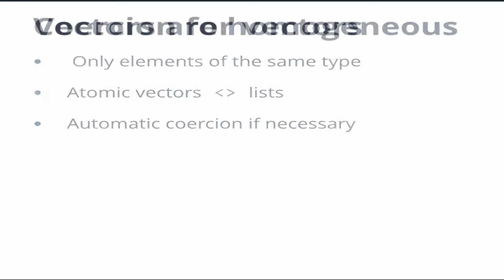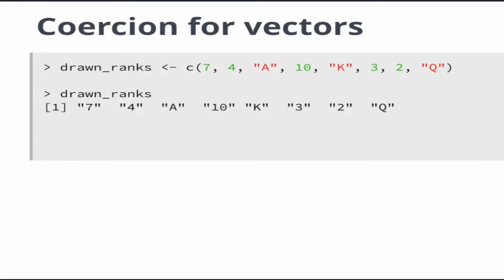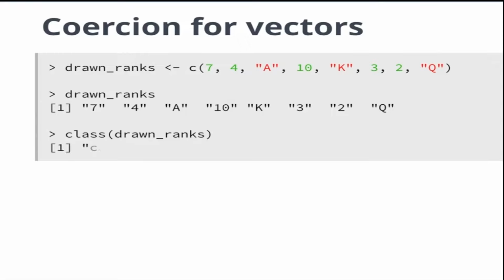Let's see how that works with an example. In contrast to recording the suits you draw from a deck of cards, suppose now we are recording the ranks of the cards. We might want to combine the result of drawing 8 cards like this, creating a vector drawn_ranks. If we now inspect this vector, we'll see that the numeric vector elements have been coerced to characters to end up with a homogeneous character vector. This is also what the class function from before tells us. The fact that R handles this for us automatically, upgrading logicals to numerics and numerics to characters when necessary along the way, is useful but can also be dangerous, so be aware of this.